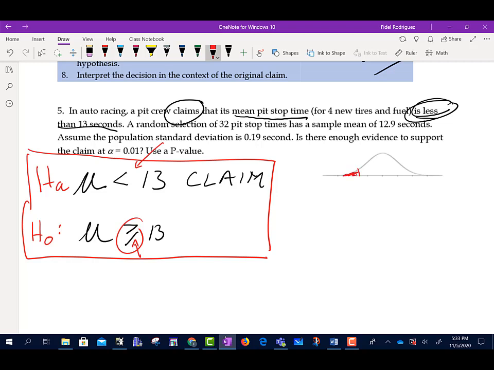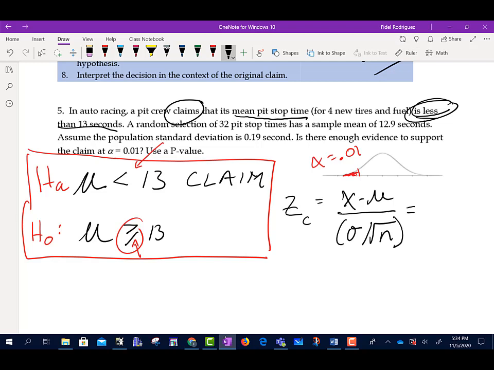Okay, so I want you to look at my alpha here. Alpha is 0.01. All right. The next thing we're going to do is find our standardized test statistic. We're going to find our critical value. The way we're going to do this, we're going to write x bar minus mu over my standard deviation divided by the square root of n. Okay. So now let's see.